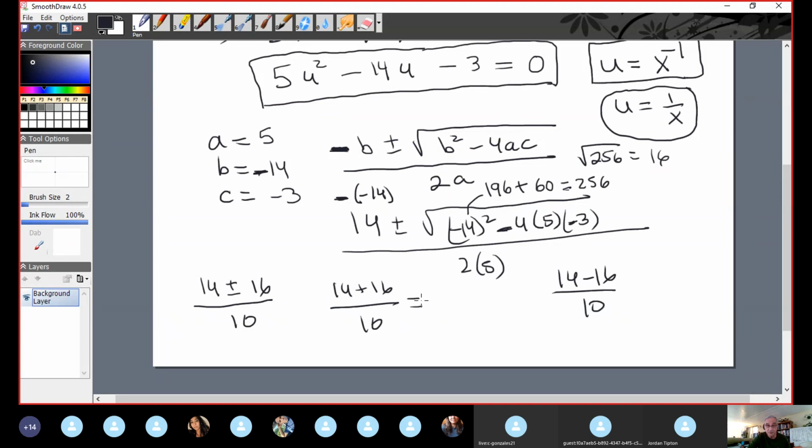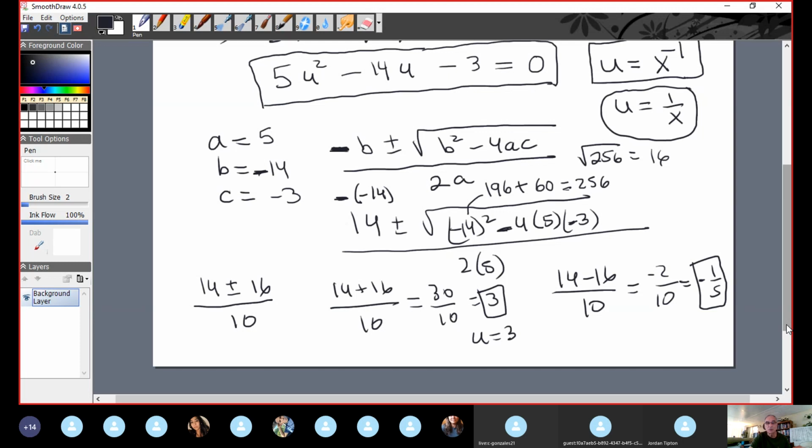This is 30 divided by 10, which is 3. Remember, this is the solution, but this is the u value, u equals 3. No x. I need to find x. And this is negative 2, no? Divided by 10. Okay, when you reduce to lowest terms, it's negative 1/5.